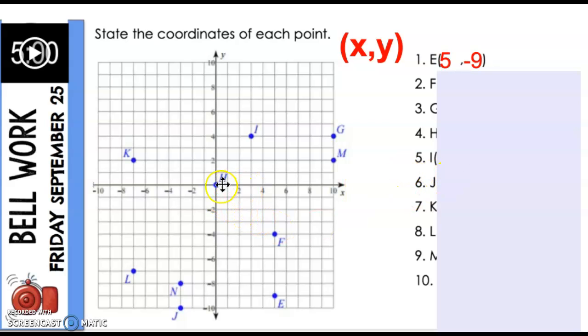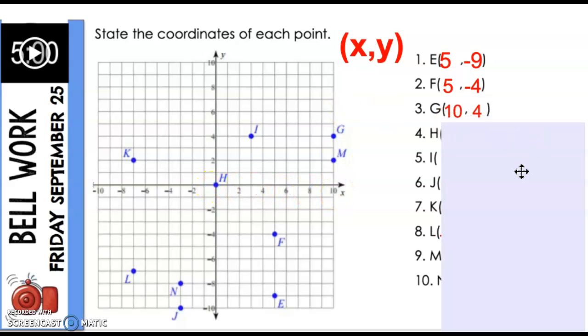Point F, we start at 0, 0. We go 5 to the right and down 4. So our answer is 5, negative 4. Those two numbers do need to be in parentheses with the comma in the middle because we are writing the coordinates. We're writing an ordered pair. Point G, again, start back at the origin, over 10, up 4. Coordinates of point G are 10, 4.